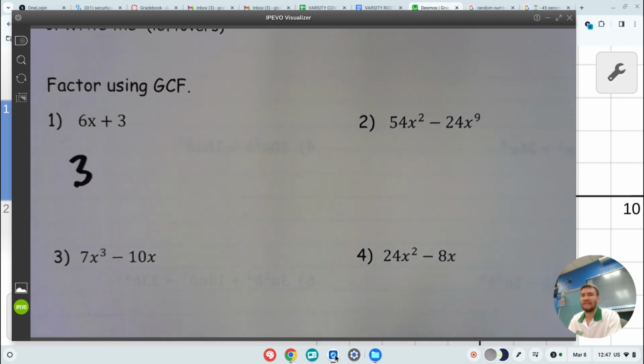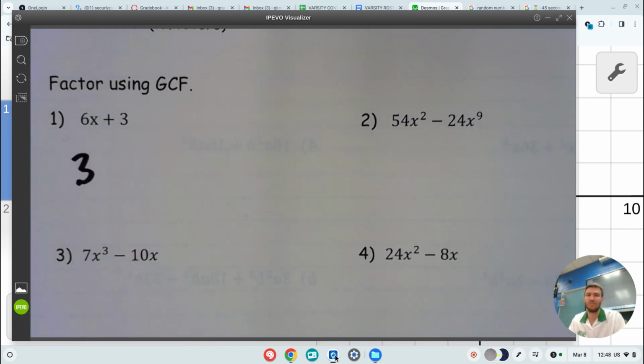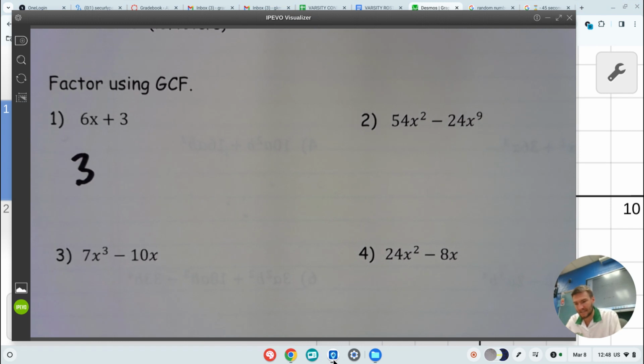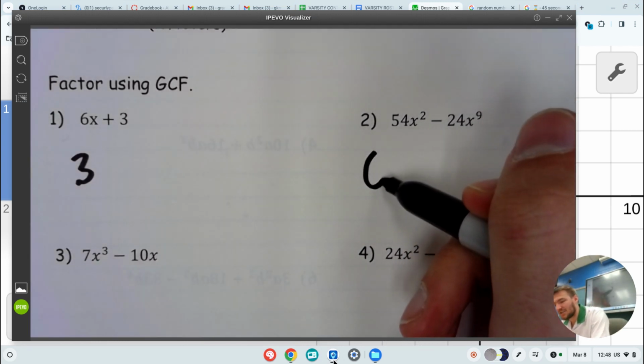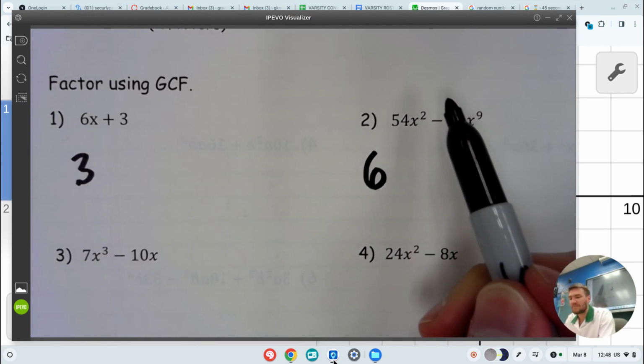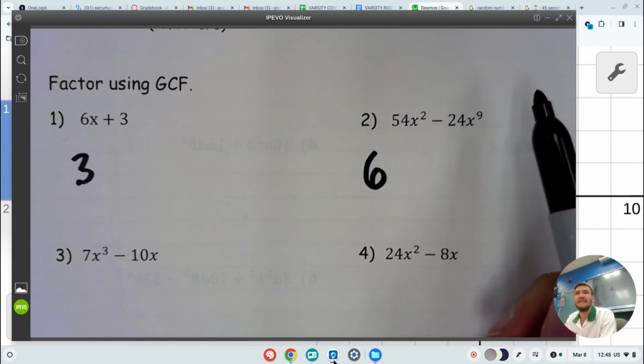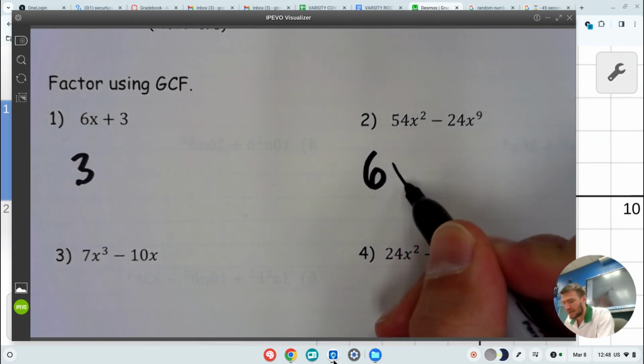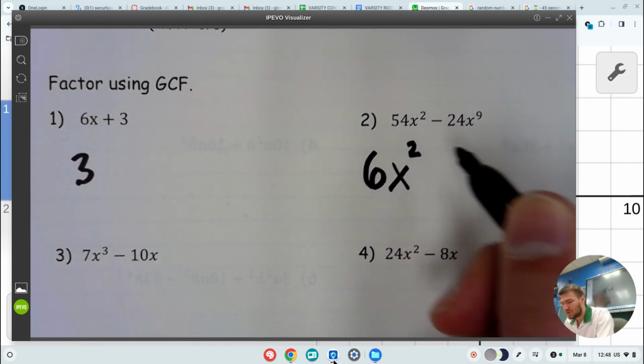Now, let's look at number 2, and we're going to come back to number 1, but let's look at number 2 really quick. 54 and 24. Okay, backspace, 54, 24. Desmos says 6. And how many x's should be on this 6? There's 2 and 9, and the smallest number is 2. So we're going to choose 2.